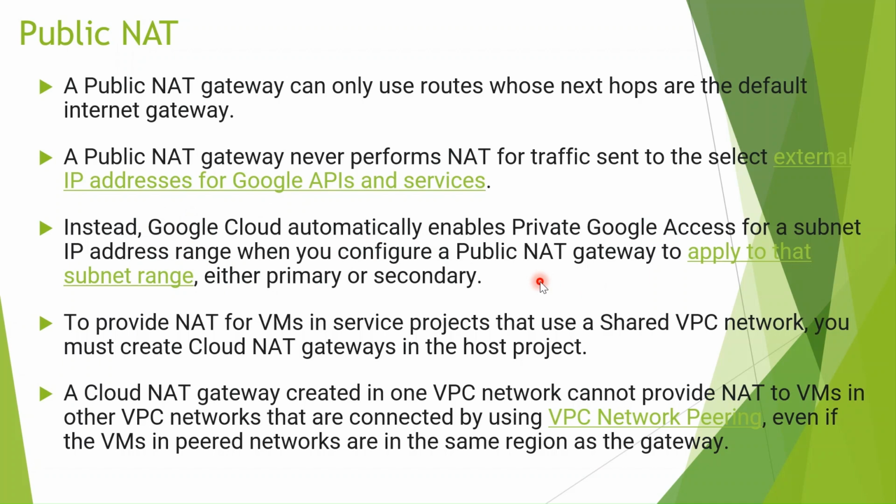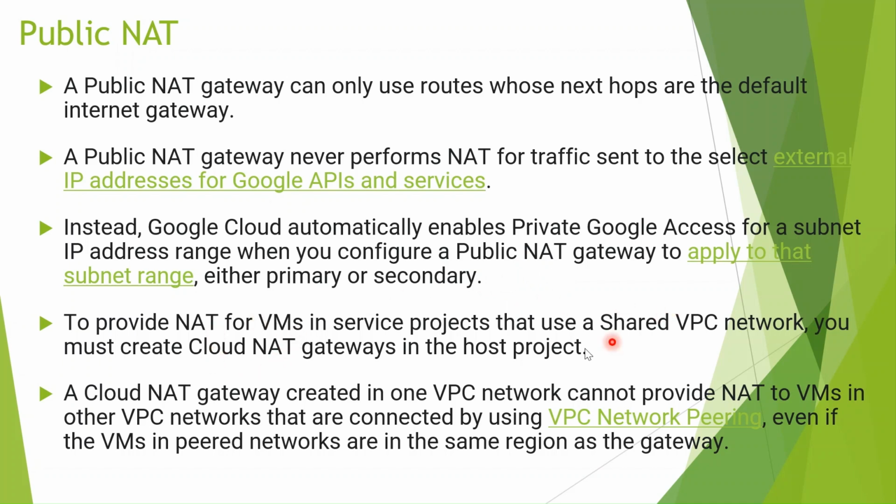When we create a public NAT, we have options for which subnets to choose. If you have chosen a specific subnet, Private Google Access will automatically be enabled on that subnet, and all the traffic to the Google APIs will go via internal IP addresses. It will never go over the internet. I will show you how this happens.